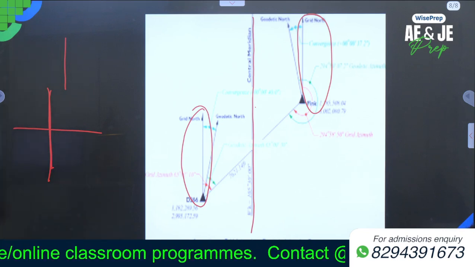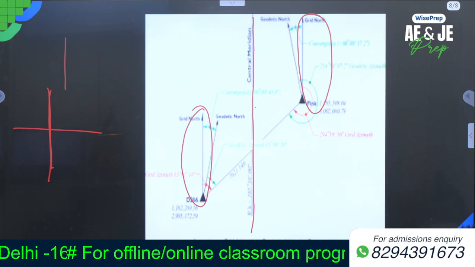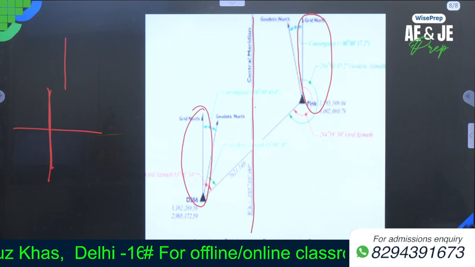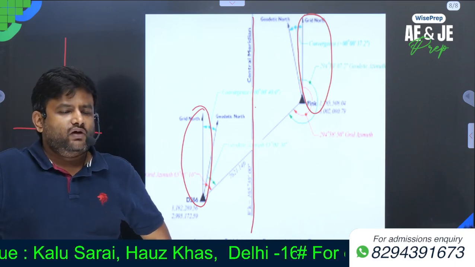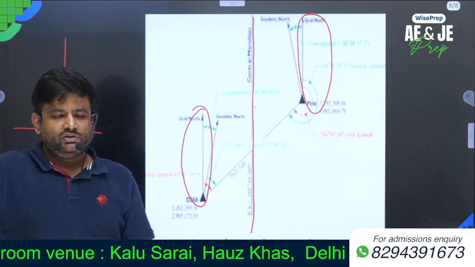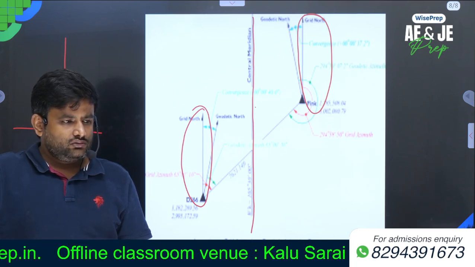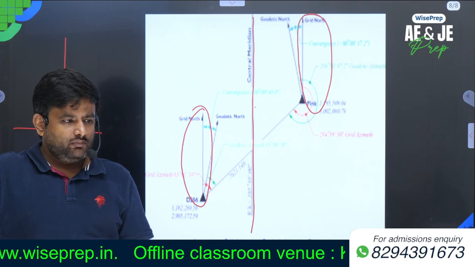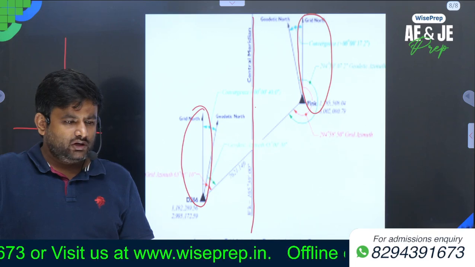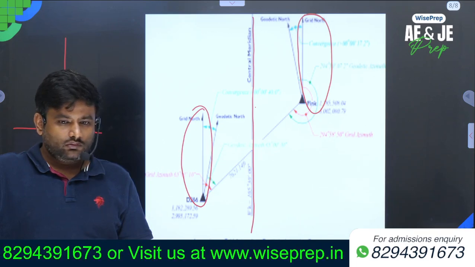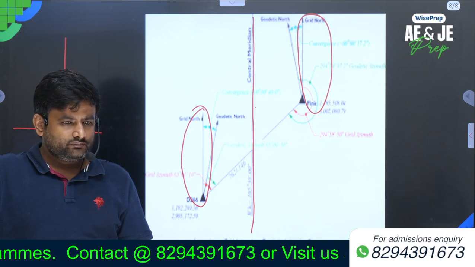The first line of survey at times is considered as arbitrary meridian.